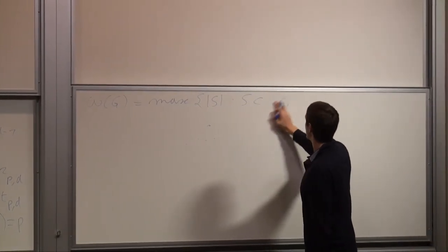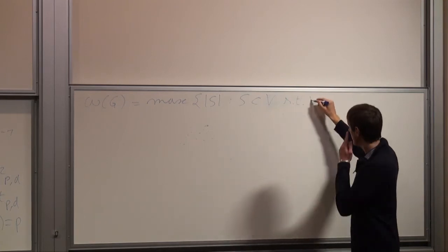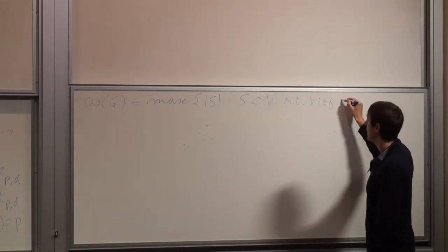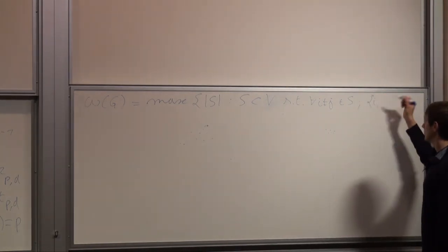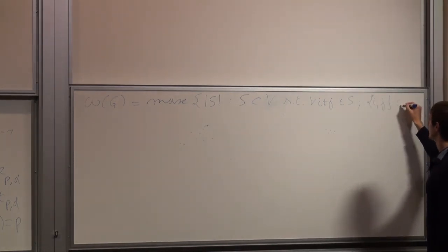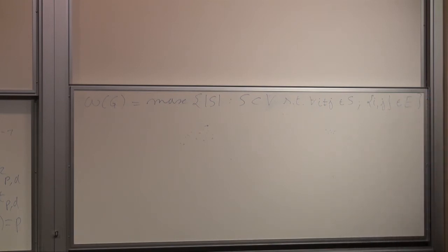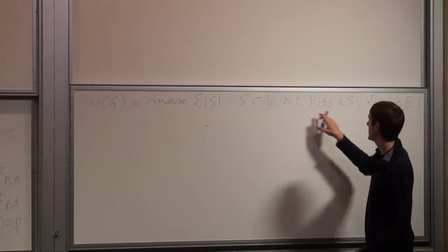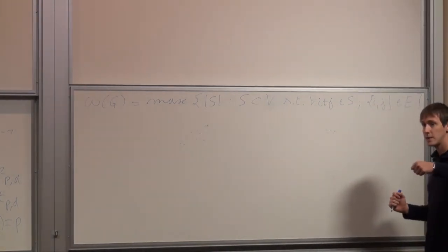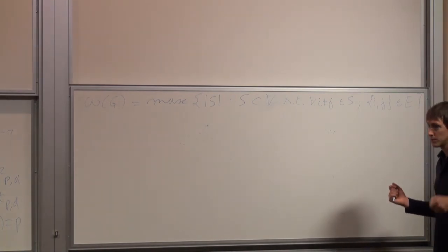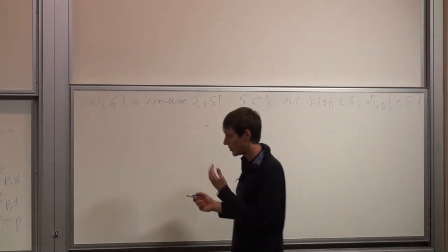Or let's say, in general, S is a subset of V such that for any i not equal to j, i and j in S, the edge ij is in E. Okay, so that's the clique number. I look at a clique: S is a clique if it's a set of vertices such that for any two vertices in my set, the corresponding edge is also present. And now I look at the maximal clique, and this is called the clique number.